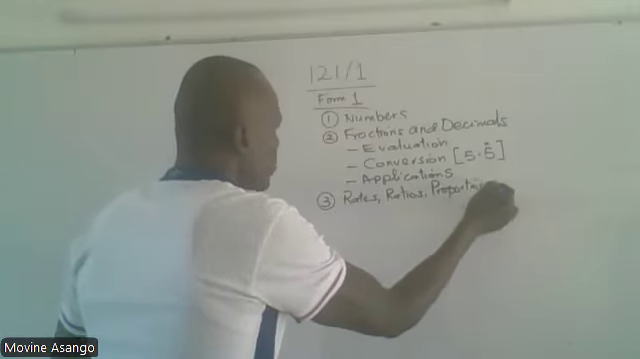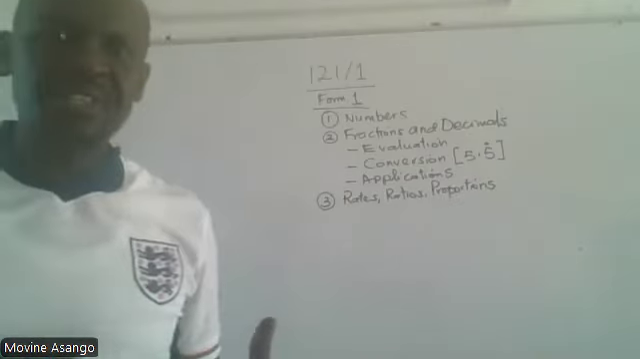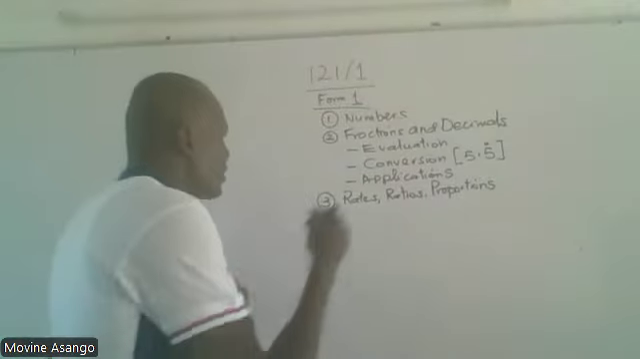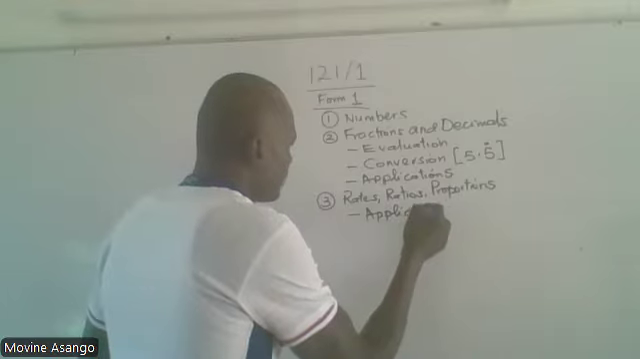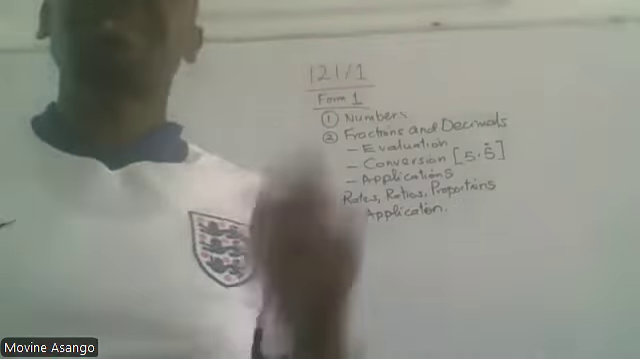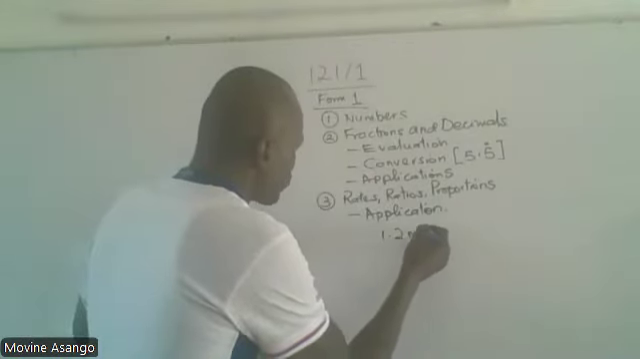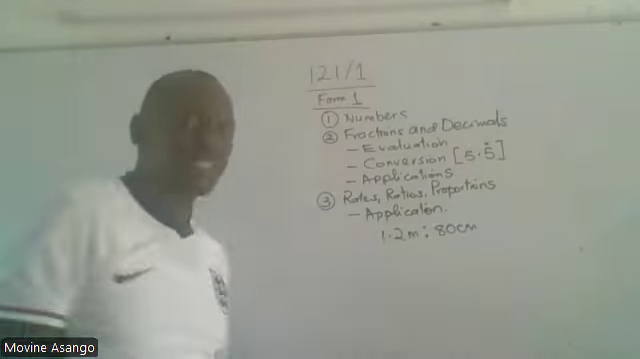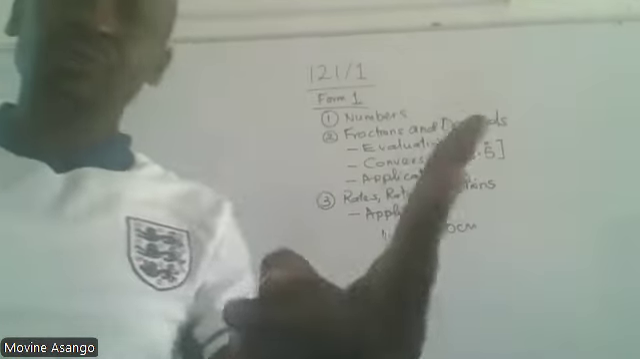As you prepare for an exam and you are looking into rates, ratios, and proportion, practice with application questions. Go to word problems leading to rates, ratios, and proportion. Also, a key point to remember is that a ratio must be in its simplest form. For example, if you are given a ratio between 1.2 meters and 80 centimeters, this is not appropriate. You cannot have a ratio given in that form because of 2 reasons.